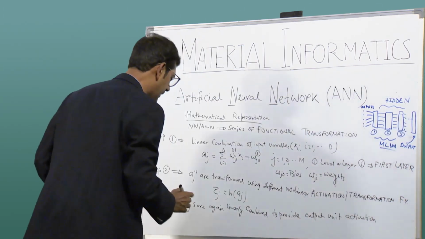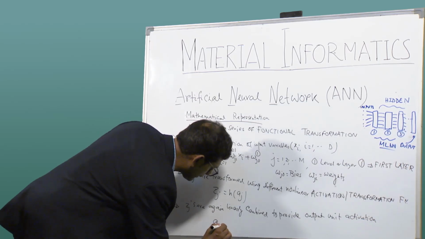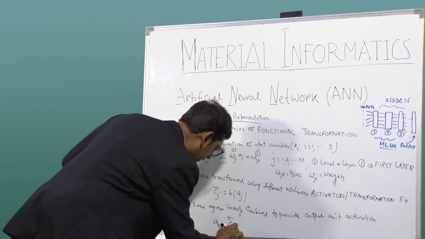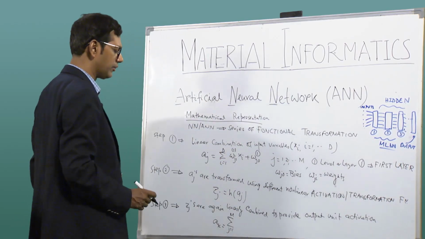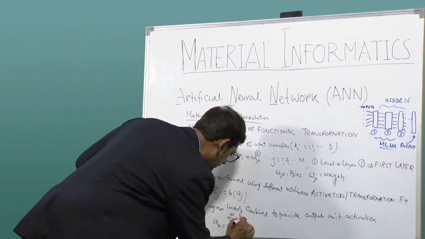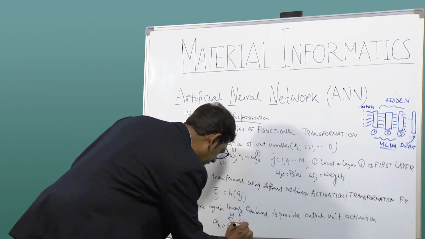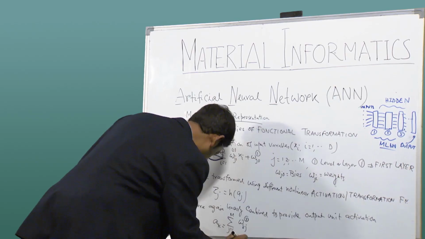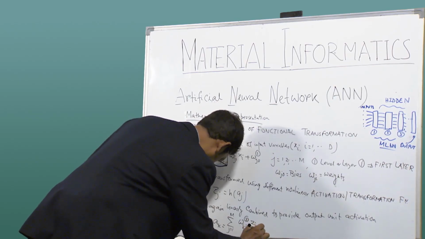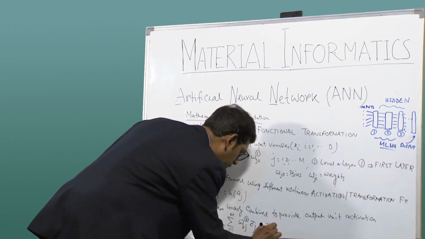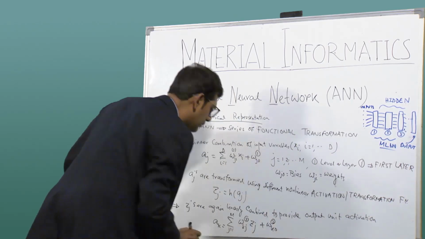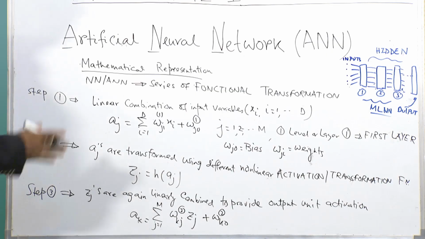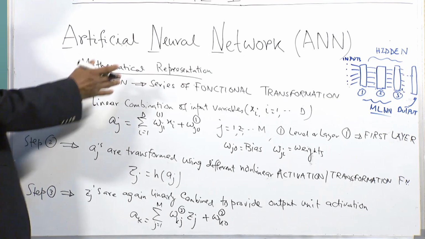So, let me write down what that is. I can write down a k, you have to remember this, is the sum over j of W kj, layer number 2, times Jj, plus W k0, okay. Am I clear? So, these are the 3 important steps, or the mathematical representation of the steps, for an ANN.